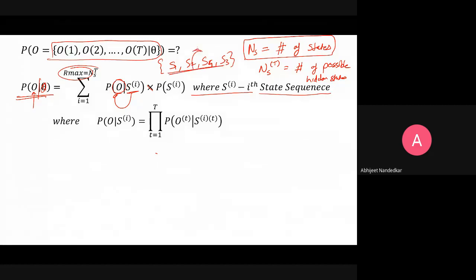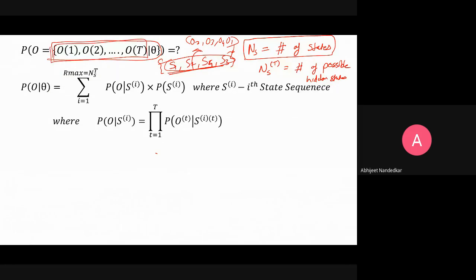Then what is the chance that I will observe O2, say O3, O4, maybe O1? So these are my observations. What is the chance that this sequence will produce this? Multiplied by the chance of obtaining this hidden state. So if I sum over all such state sequences, then I can get the total probability of obtaining this O sequence.